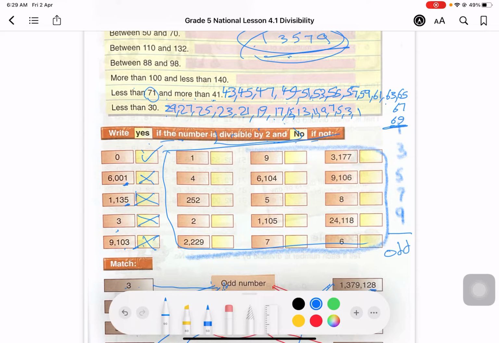You start with 29, 27, 25, 23, 21. Then you go back again, 19, 17, 15, 13, 11. So it is 9, 7, 5, 3, and 2 is an even number, so 1. So the last odd number in this group will be what? 1. You are going to start from 30.